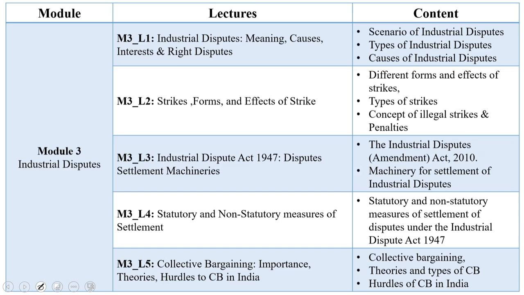In module 3, we started our session with the first lecture, where we tried to cover industrial disputes, meaning the causes, interests, and rights disputes. So basically we looked into, if you remember, the case we started with: the workmen of Dimakuchi Tea Estate versus management of Dimakuchi Tea Estate, 1958. The definition of industrial dispute given by the Supreme Court was the key criteria with which we started the discussion. It had three aspects: factum of the dispute, parties to the dispute, the subject matter of the dispute.